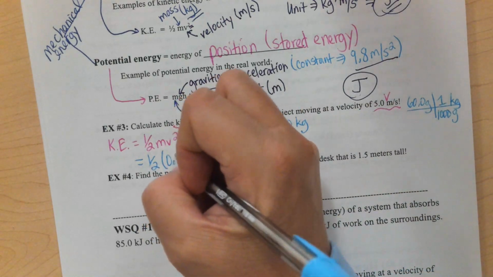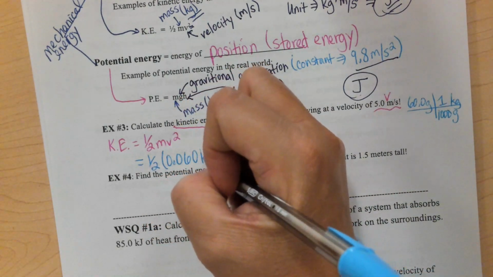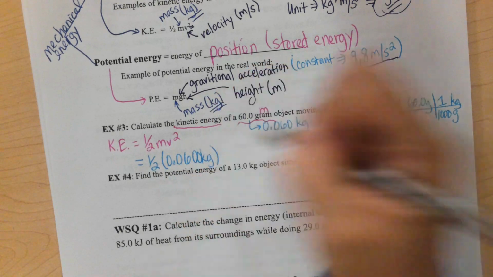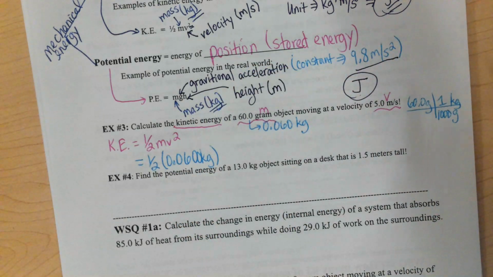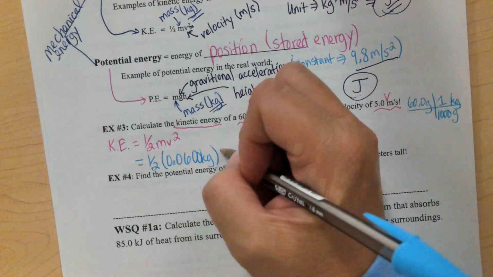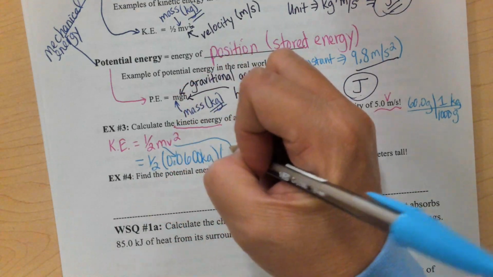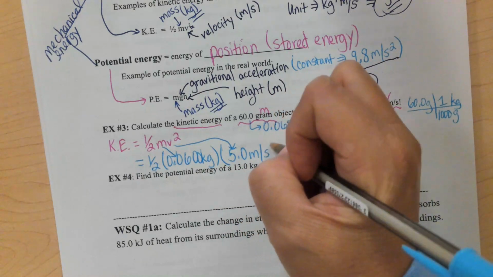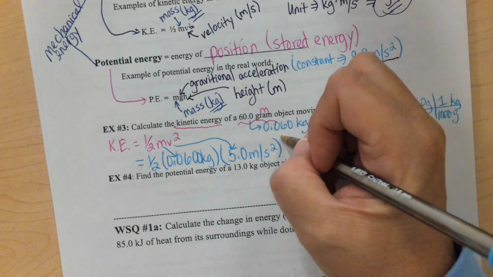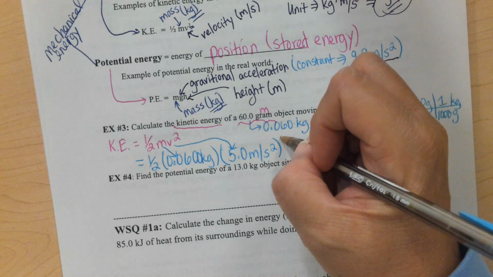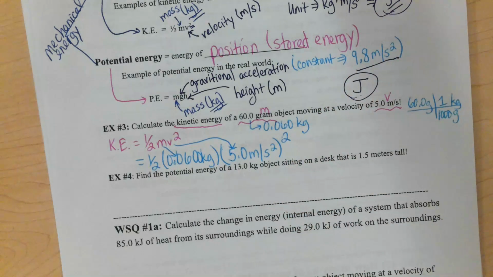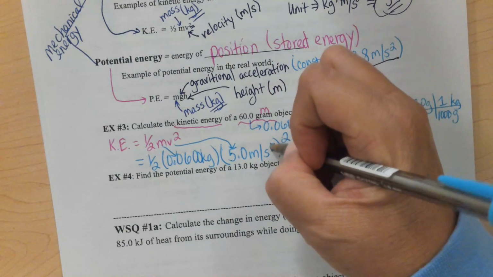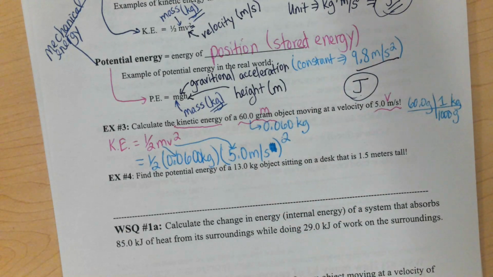So we're going to plug this in. We use 0.060 kilograms. Actually, it's 0.060 for sig figs because we had 3. And then we're going to multiply by, now we're plugging in the velocity. The velocity is 5.0 meters per second, squared. I meant to say it's not meters per second squared, it's just meters per second and then square it. Sorry. Woo, almost lost it there this morning.